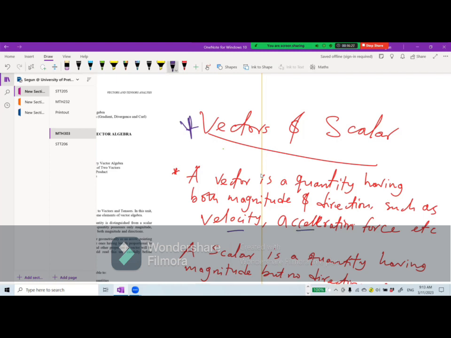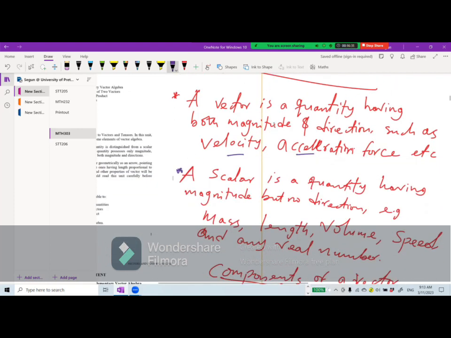And then scalar is defined as a quantity having a magnitude but no direction. Quantity, please underline this, having a magnitude but no direction. But if you look at the vector, it has a direction, but there is no direction when it comes to the issue of magnitude.